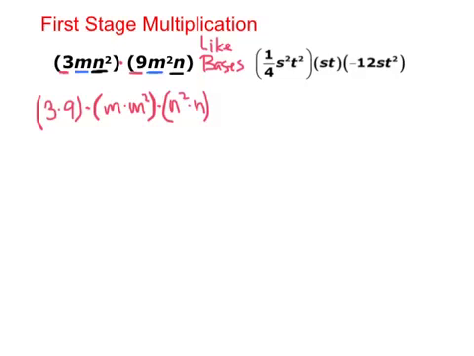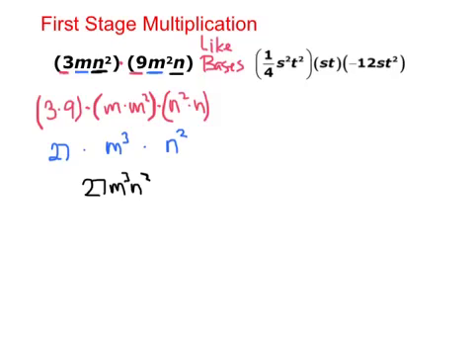Then once we combine these, we get 27 times m to the third times n to the third, because remember, when we're multiplying bases, we're just adding our exponents. And to make this look a little nicer, we can condense it to say 27 m to the third n to the second. So we're just using our two properties to do all this.